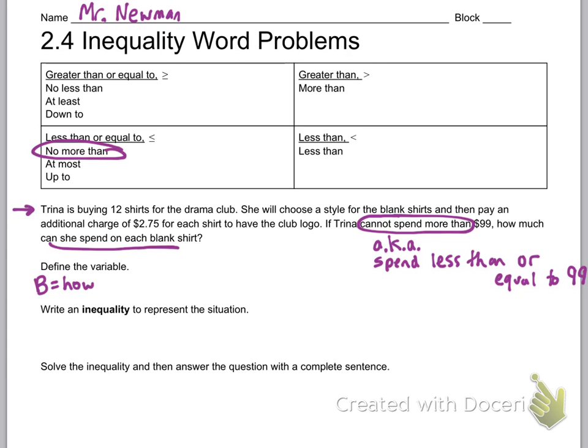Let's first define our variable. How much can she spend on each blank shirt? That's the question, so that's what I'm going to make letter B, since B is easy to tell. B equals that. Next, we're going to write an inequality for the situation.